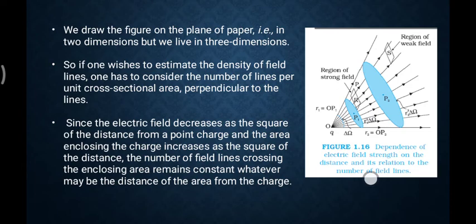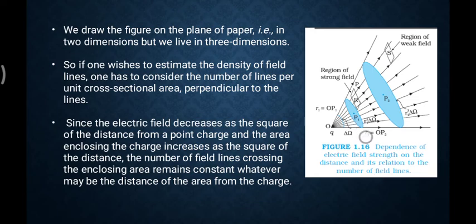Since the electric field decreases as the square of the distance from the point charge, and the area enclosing the charge increases as the square of the distance, the number of field lines crossing the enclosing area remains constant. Now let's see this in the figure. We take one area through which lines pass; suppose we take this blue area P1. How many lines are there? 1, 2, 3, 4, 5, 6, 7, 8, 9. Nine lines must pass through the area.